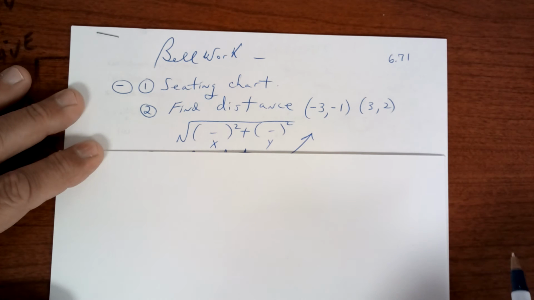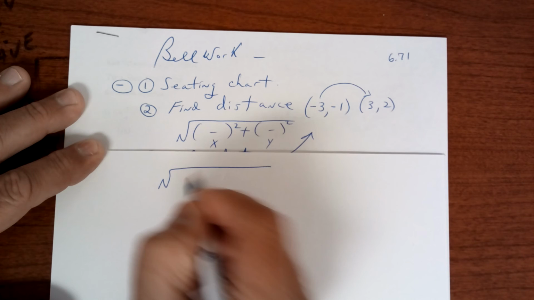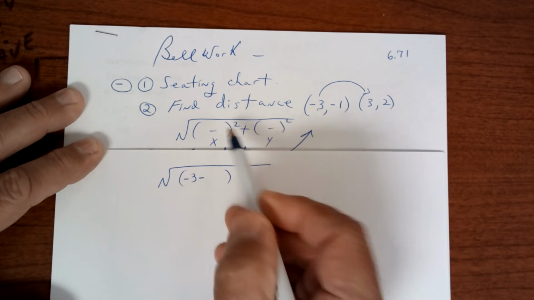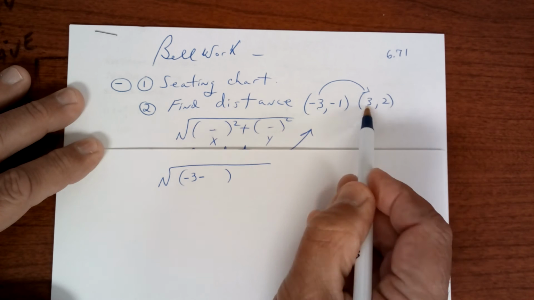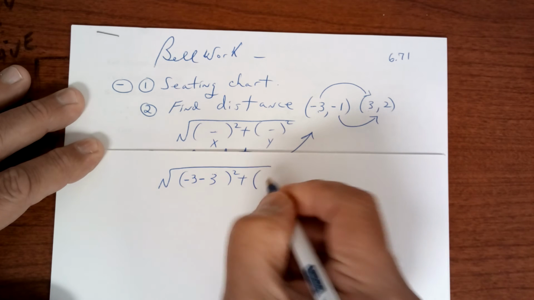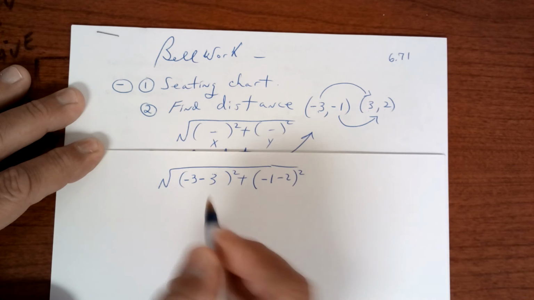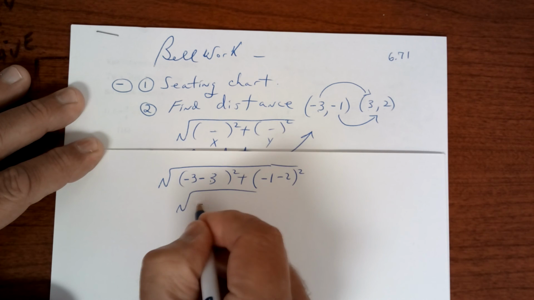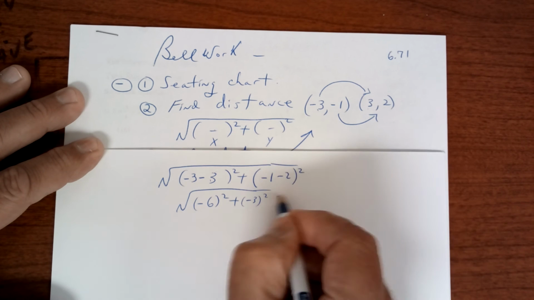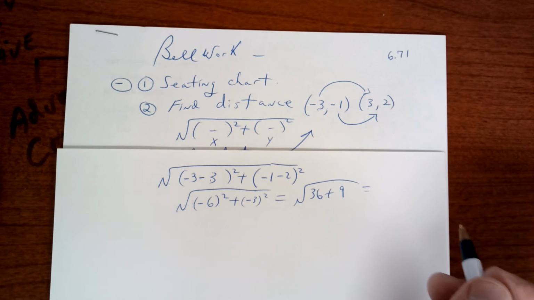And here we go. Well, my x's are the first ones. So I'm going to have -3 minus, in the formula, 3 squared plus, put the arrows in the same direction, -1 minus 2. So on this one right here, you're going to get a -6 squared. This is a -3 squared, and when you square it, it becomes a positive. 36 plus 9 looks like the square root of 45.